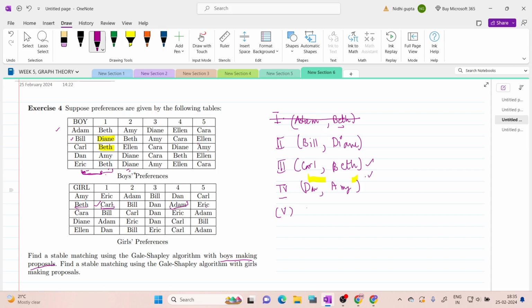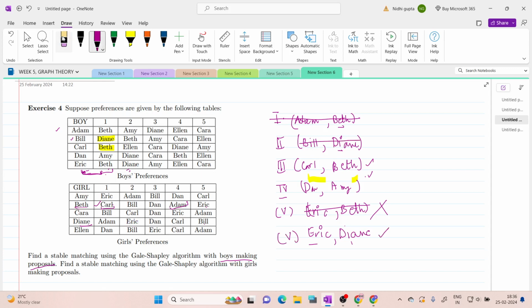Now we look at the preferences of Deanne. The first choice, Eric and Beth, cannot happen, so they cannot be engaged. The next proposal is to Deanne, but Deanne is already engaged. If we look at the table of Deanne, Deanne prefers Eric over Bill. Therefore, Eric and Deanne will be engaged and Bill will be free.